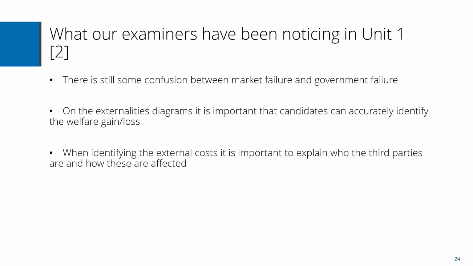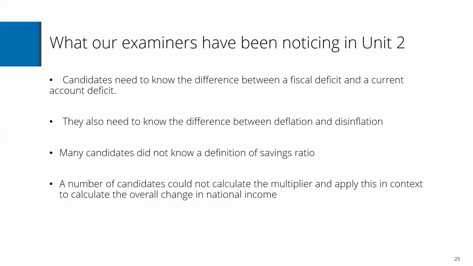And when identifying external costs, it's very important that third parties are identified, explaining who they are and how they can be affected by the various factors. So these are just some of the points that have been flagged up as examiners have been marking papers so far on this specification. For Unit 2, some key things to look out for.